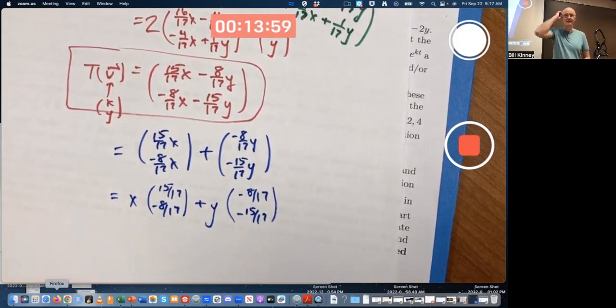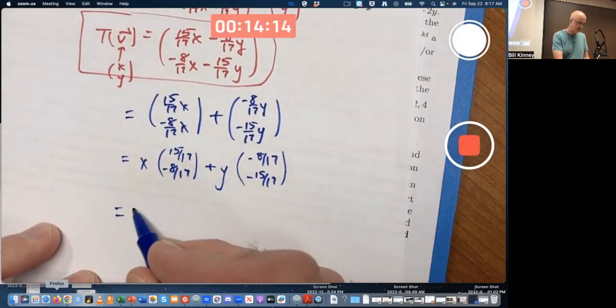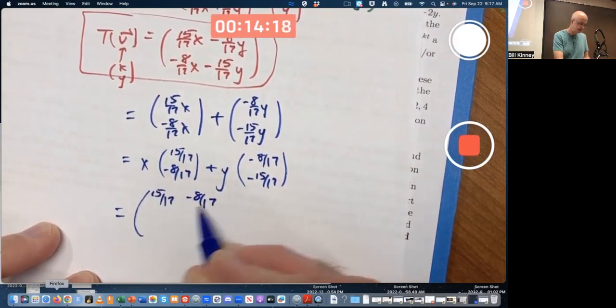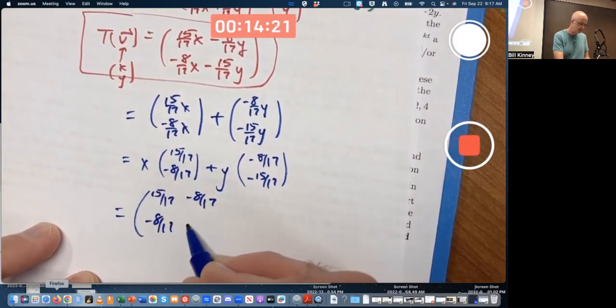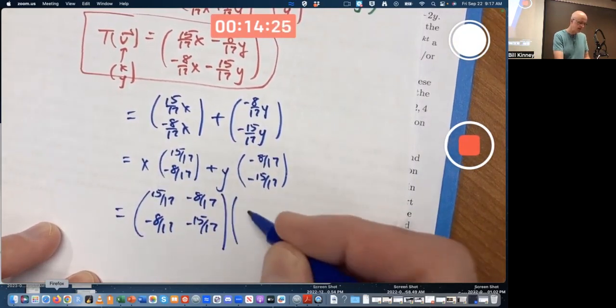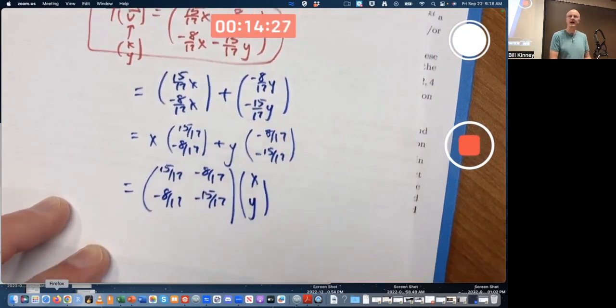And this was something you should have known before exam 1. It was one of the multiple choice questions. What's the definition of a matrix times a vector? It's a linear combination of the columns of the matrix with the entries of the vector as the weights. That's what this is. It's this matrix, 15/17, -8/17, -8/17, -15/17. There's some symmetry here. Times this column vector.